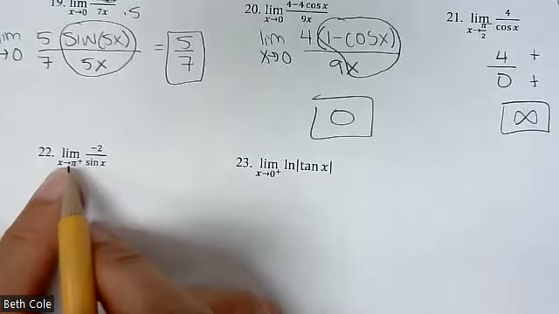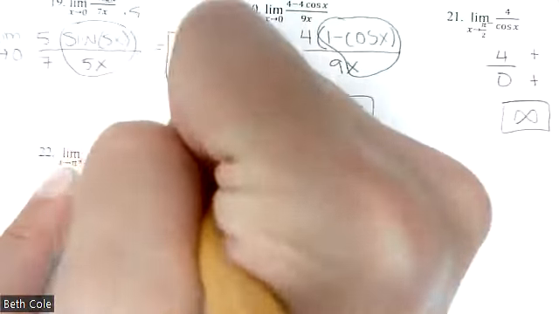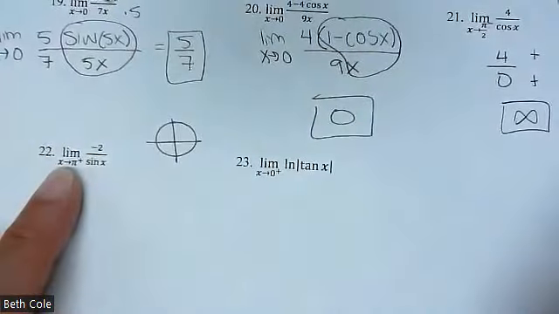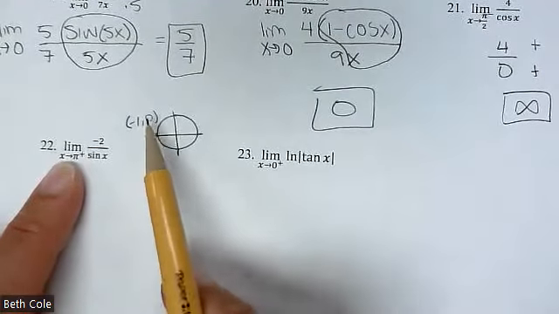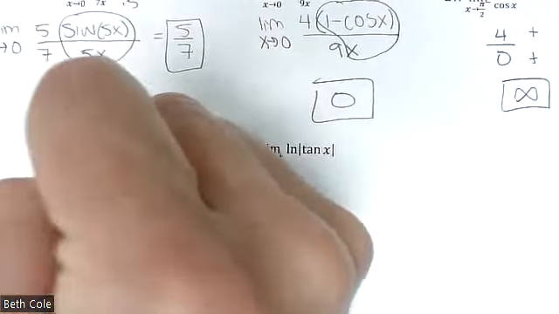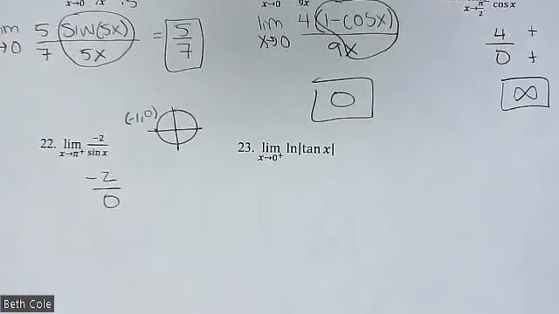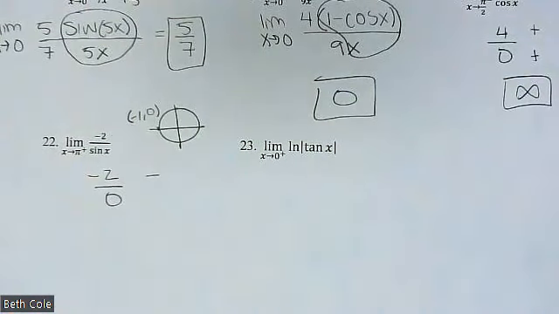If you plug in pi, where is pi on your unit circle? To the left. Sine is the y. I'm drawing the circles to show you. If you can do it mentally, you don't have to draw that. Sine is the y value, that's 0. So this goes to -2 over 0. Again, that means asymptote. -2 is a negative number.